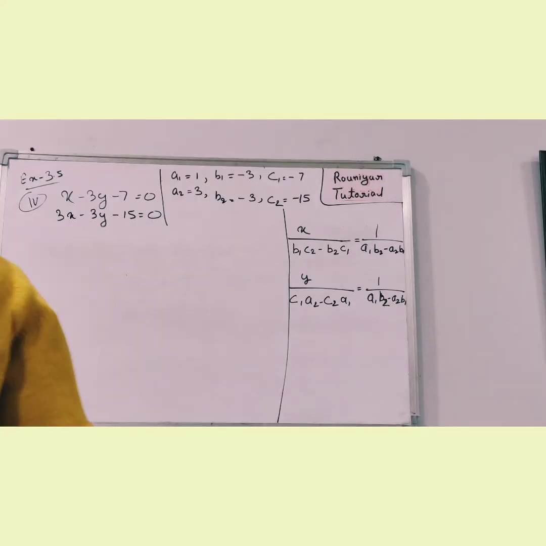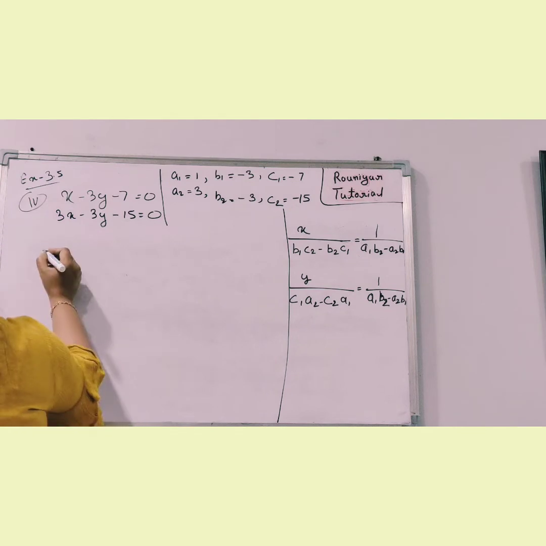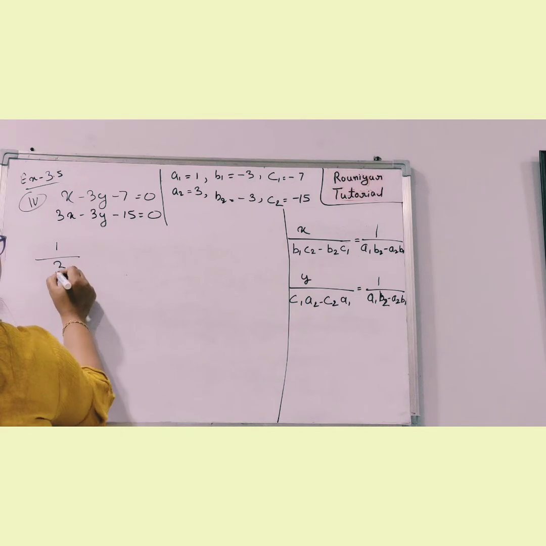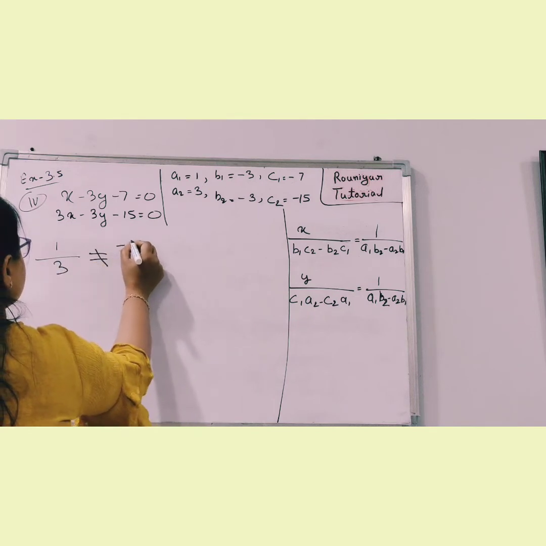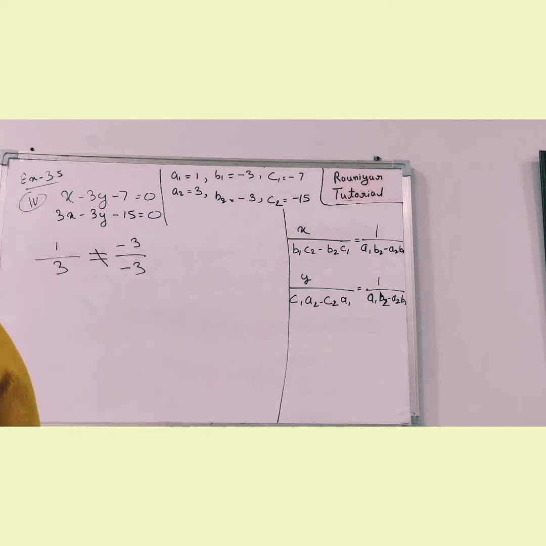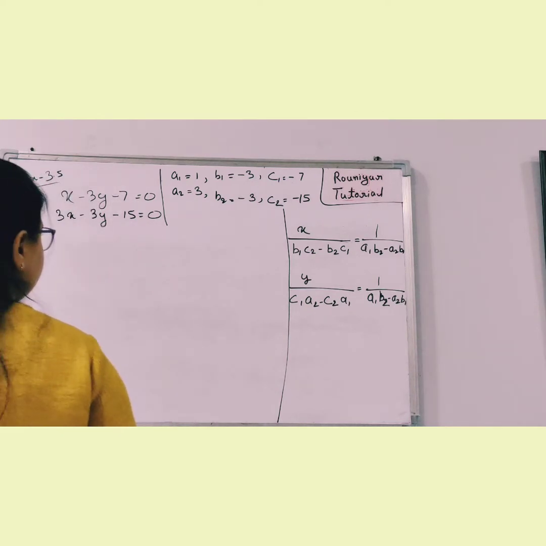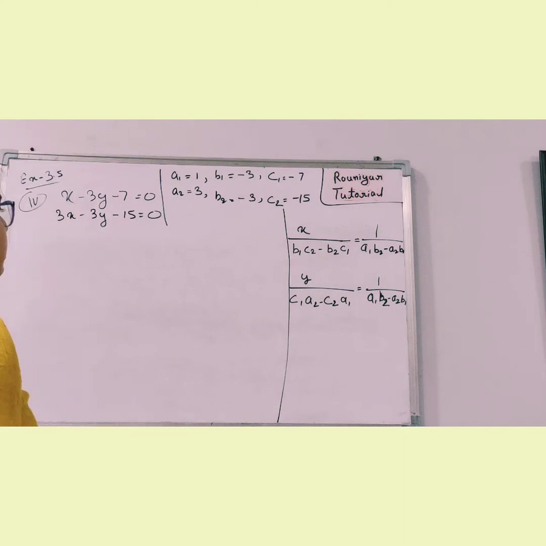A fourth equation है x minus 3y minus 7 is equal to 0, 3x minus 3y minus 15 is equal to 0. तो यहाँ हम देख रहे हैं a1 by a2 is not equal to b1 by b2. ओके, यहाँ a1 is equal to 1 by a2 is 3 which is not equal to minus 3 by minus 3. Okay, so the equation has unique solution. So now we have to find out the values of x and y through the process of cross multiplication. तो the method of cross multiplication.